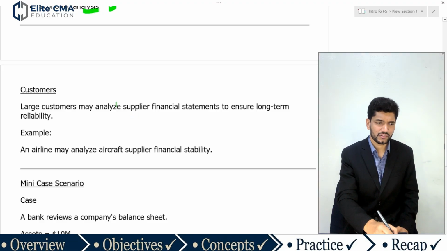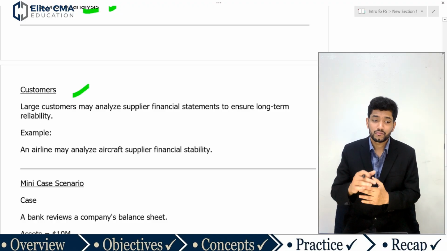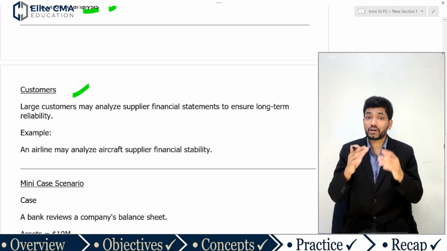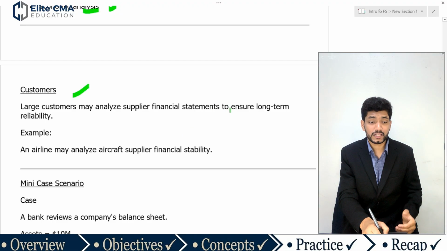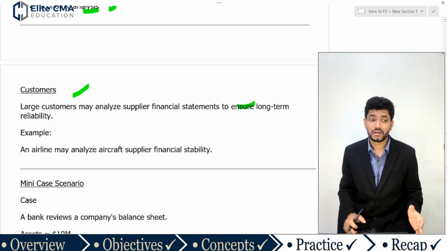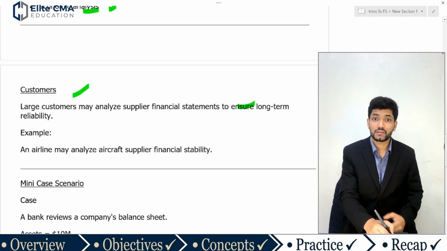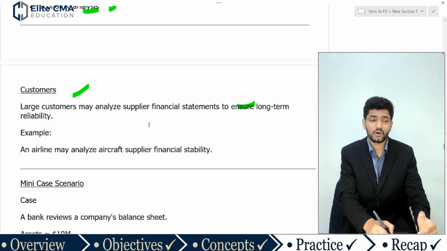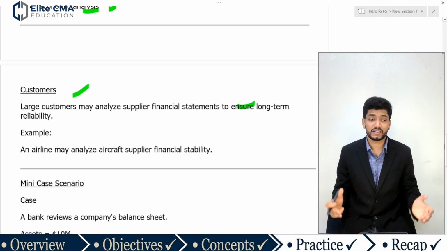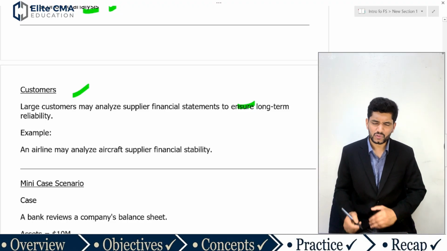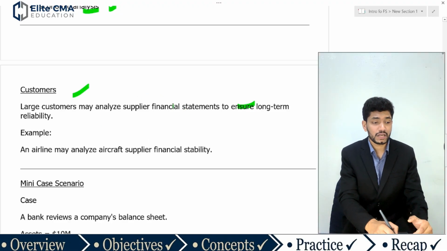Then the customers. Customers normally want a stable supply without interruption, a long-term reliable supply. To be long-term reliable, the supplier should be financially stable. Then only they can sustain their business for the long term. So the customers may analyze the supplier's financial statement to ensure long-term reliability.